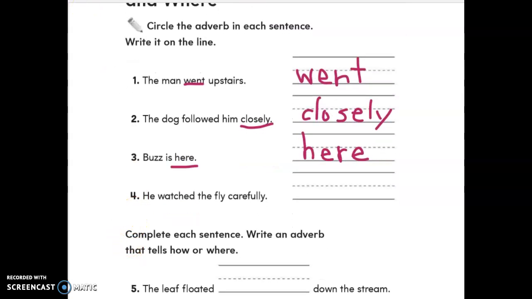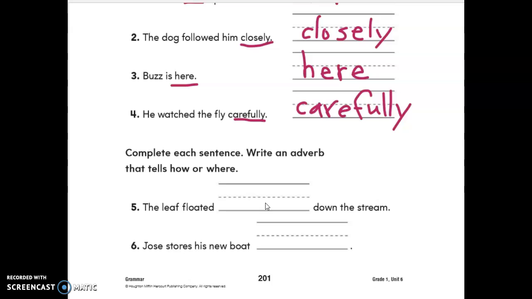And number 4. He watched the fly carefully. He watched the fly carefully. All right, so which word talks about how or where? We're describing how he watched. How did he watch the fly? Carefully. The adverb is carefully. Write carefully on the line.